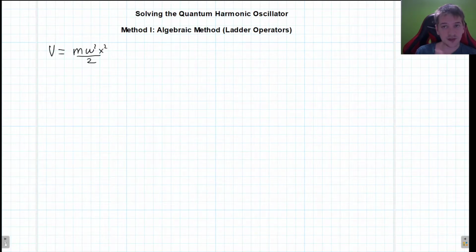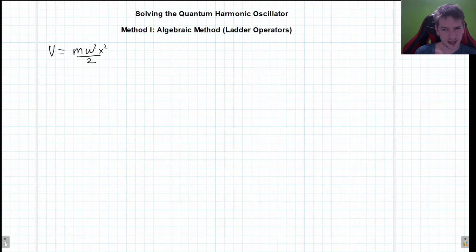This time we'll be solving the quantum harmonic oscillator, which is basically just the Schrödinger equation, but with the potential of the quantum harmonic oscillator, which is just the mass of the particle divided by 2 times the frequency of the oscillation squared times x squared. So we want to solve the Schrödinger equation for this potential.